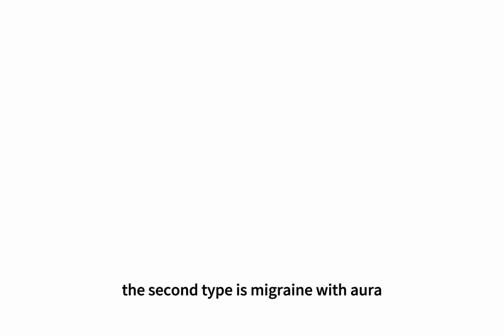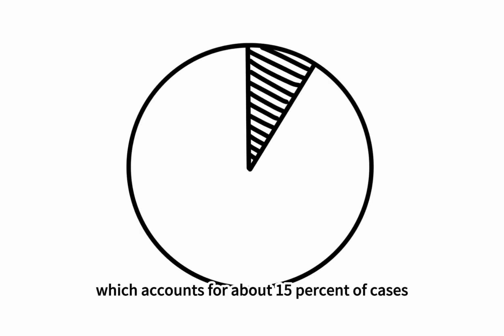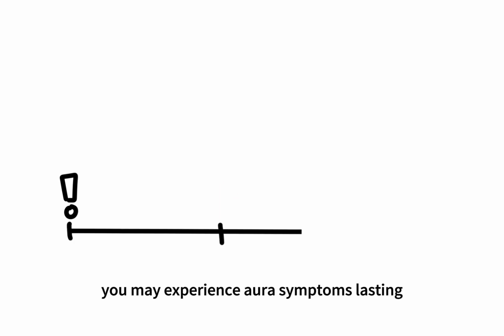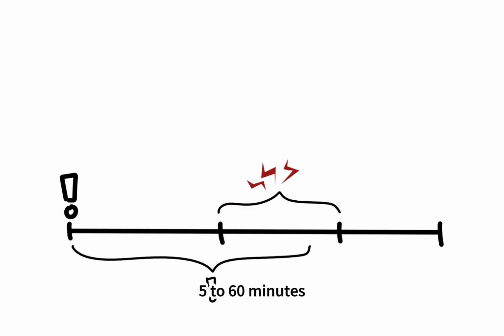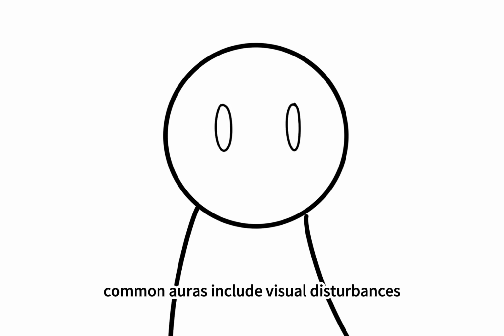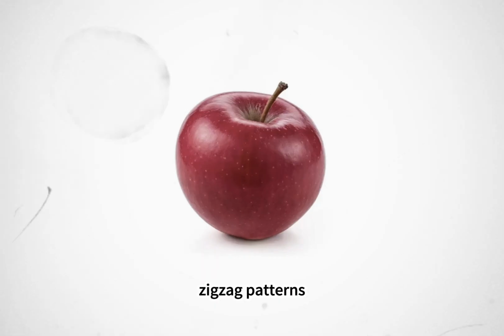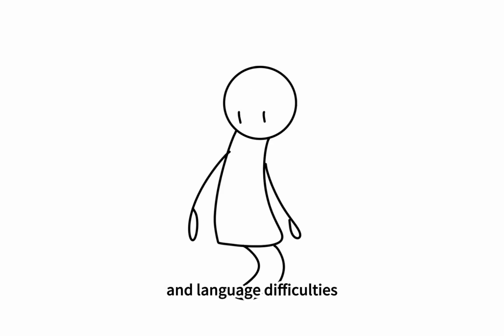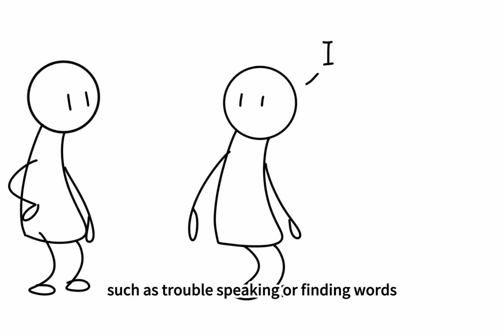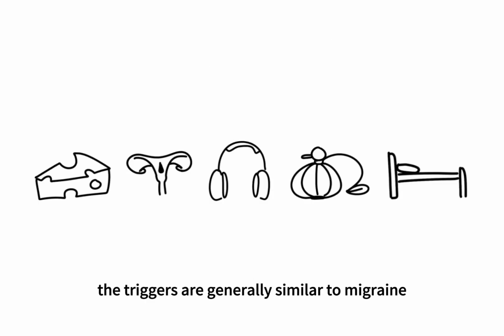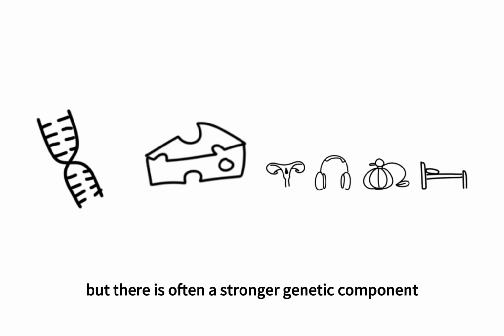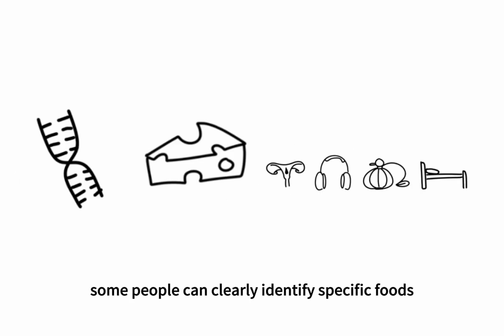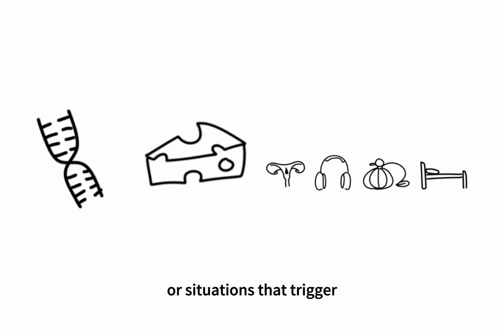The second type is migraine with aura, which accounts for about 15% of cases. Its defining feature is that within 1 hour before or after the headache, you may experience aura symptoms lasting 5 to 60 minutes. Common auras include visual disturbances such as flashing lights, zigzag patterns, blind spots, or temporary vision loss, sensory symptoms like numbness or tingling on the face or one side of the body, and language difficulties such as trouble speaking or finding words. The triggers are generally similar to migraine without aura, but there is often a stronger genetic component. Some people can clearly identify specific foods or situations that trigger their attacks.